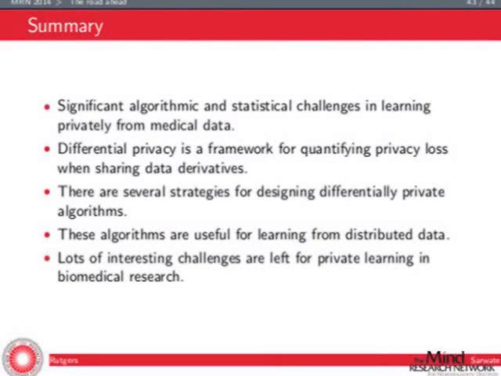So as a summary, I think there are lots of interesting algorithmic and statistical challenges. Differential privacy, I'm not an evangelist, so I don't want to say this is the only way to think about this problem. But I think it is a useful way of thinking about it, and it has a lot of nice properties that work well with system designs. There are a lot of strategies for designing algorithms, and these algorithms are useful, we've shown at least empirically once. And in terms of biomedical research, we have a lot of interesting domain-specific challenges.